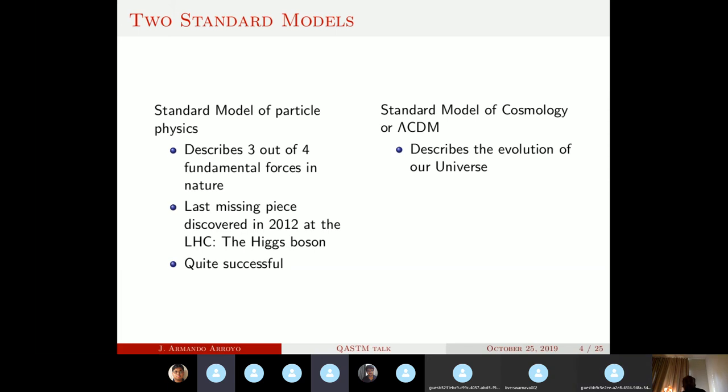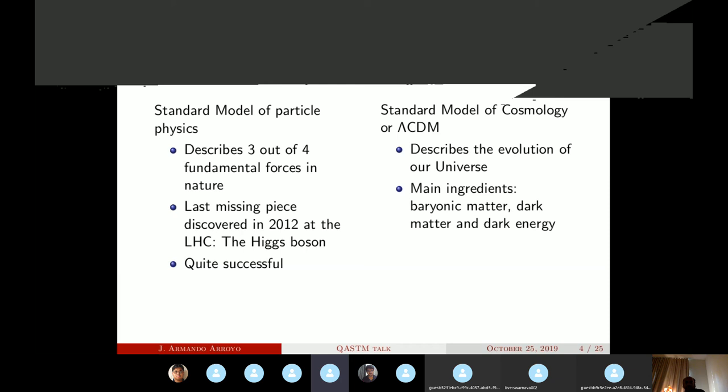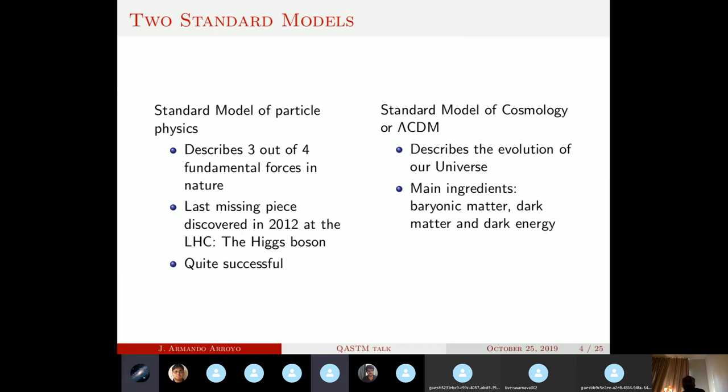On the other side, on very large, cosmological scales, we have the standard model of cosmology, or just lambda CDM. This one describes the evolution of our universe, starting from the Big Bang, then going through some period of inflation, and on up to our times. The main components of the lambda CDM model are baryonic matter, which is non-relativistic matter that we know and interact with every day, and some dark components that we have no idea what they are, but which appear to be necessary to describe the universe: dark matter and dark energy.